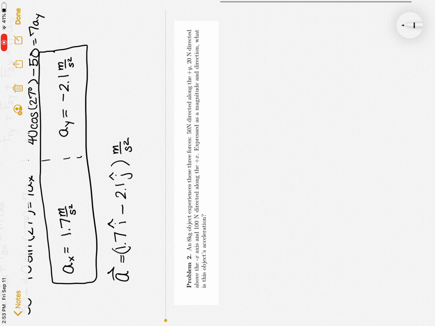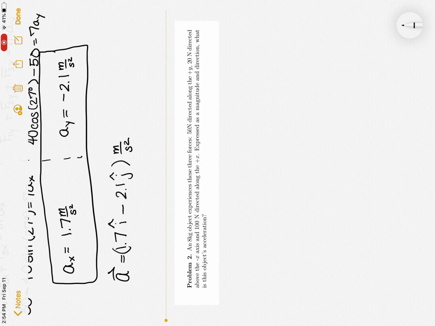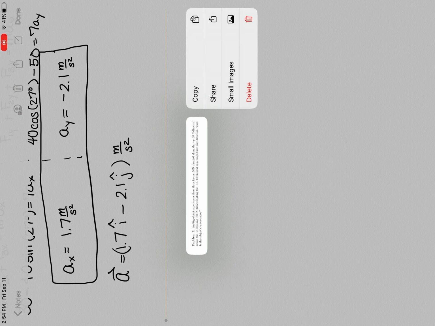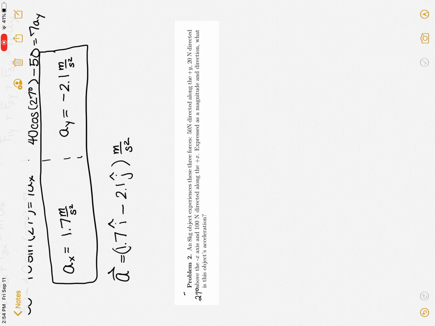So now the next problem. I have an 8 kilogram object and it experiences three forces. I have 50 newtons directed along the positive y, 20 newtons directed, this is supposed to be 27 degrees, above the negative x-axis, and 100 newtons directed along the positive x. Expressed as a magnitude and a direction, what is this object's acceleration? So here I have the mass is equal to 8 kilograms.